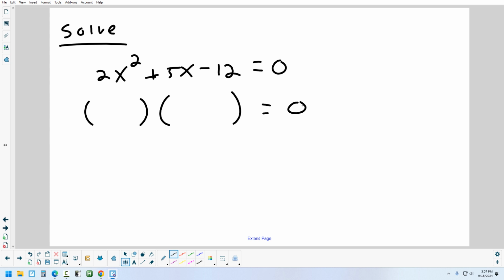So Clover, do you know what would go in the first parenthesis and the second parenthesis? So I multiply them and get 2x squared. 2 and 1. So 2x, yeah, and x. Perfect. We have a positive middle, and we have a negative constant. So that means my signs in the parentheses have to be a what and a what for my signs.